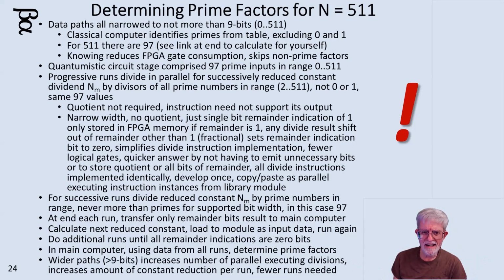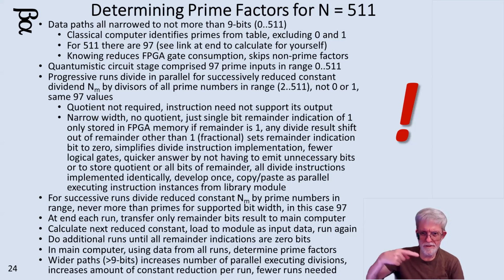Next thing is I need to divide on every one of those values, but I don't need the quotient. I don't care what the quotient is. I'm looking at the remainder, and I'm not looking at all the bits of the remainder. I only want to know if the remainder is actually 1 or not.